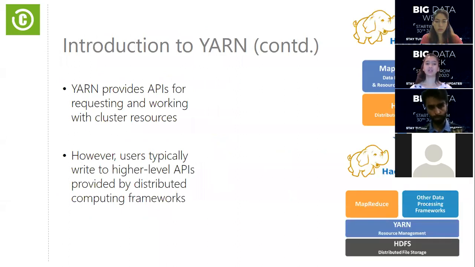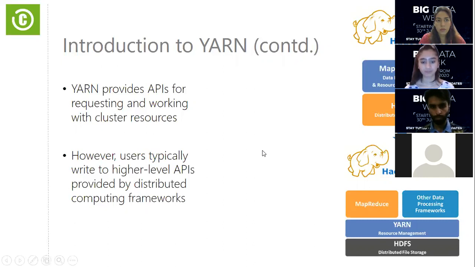So Yarn provides APIs for requesting and working with cluster resources. And now because resource management was separate from data processing, other higher level APIs, other data processing frameworks could be used on top of Yarn, for example, Apache Spark, Pig, Tez, etc. And even though Yarn provides APIs for requesting and working with cluster resources, users prefer writing applications in higher level APIs for distributed computing frameworks because this provides an abstraction, and so we don't have to worry about communicating with Yarn and its resources. So it's easier to write our applications for this. Okay.